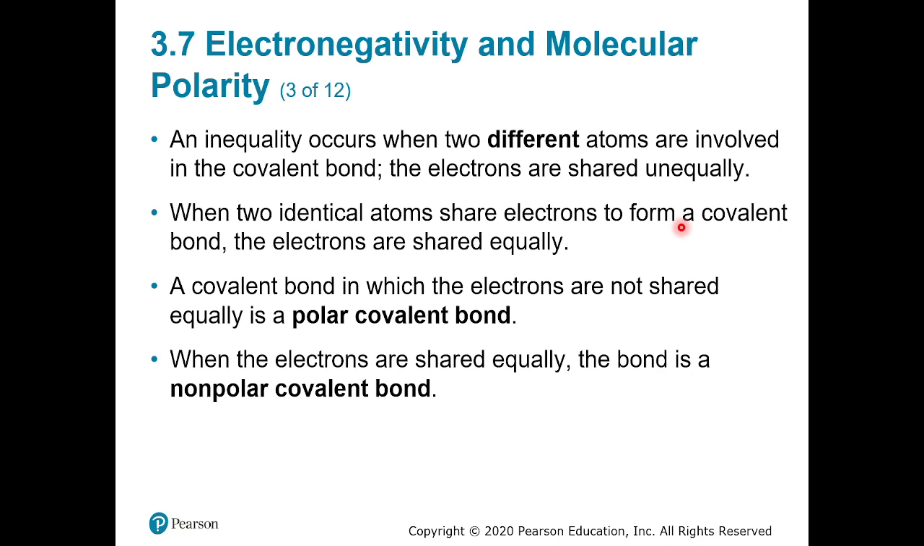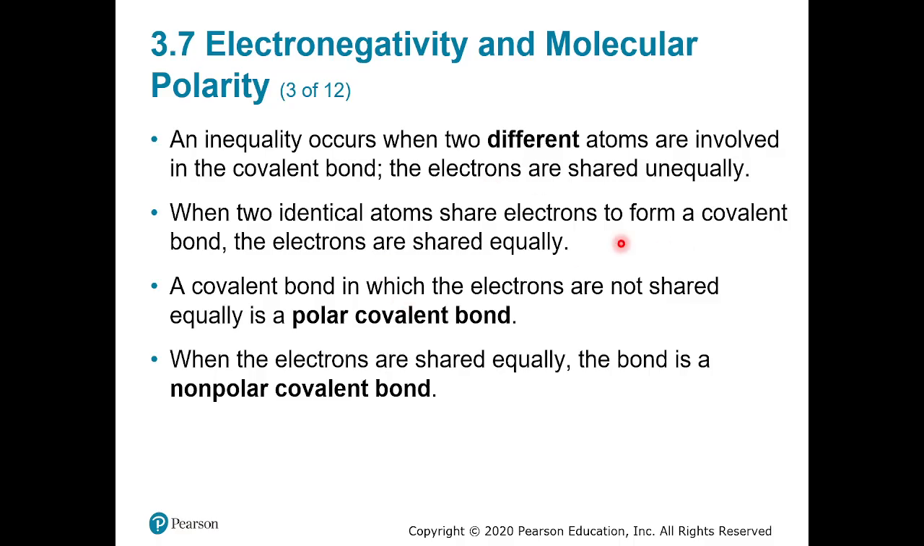Okay, so again, when you have this inequality, this is going to occur when you have two different atoms that are involved in a covalent bond. The electrons are going to be shared unequally. The higher electronegativity atom is going to pull the electrons and have those around it more often. Okay? So when you have two identical atoms, they're going to share the electrons exactly evenly. Neither can pull better than the other, right? And so you get a perfectly covalent bond, no polar character whatsoever, no ionic character.